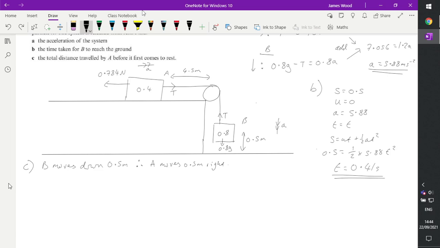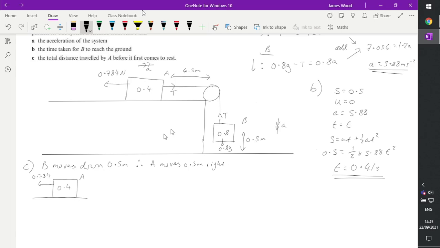However, A isn't just going to magically stop. A is still going to keep going a little bit, isn't it? So now all we've got is just object A moving along the table, but then it's got some friction slowing it down. So what we've got to work out is the rate at which A is slowing down. So we've got a box, this is box A. The only force on it now is just friction, 0.784.